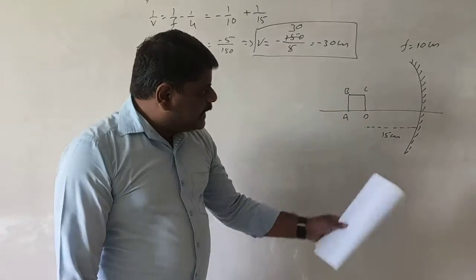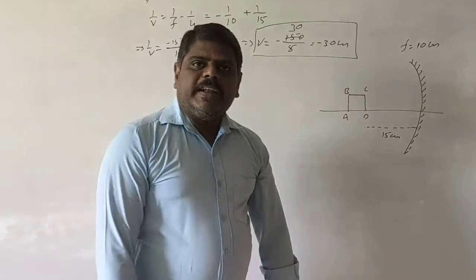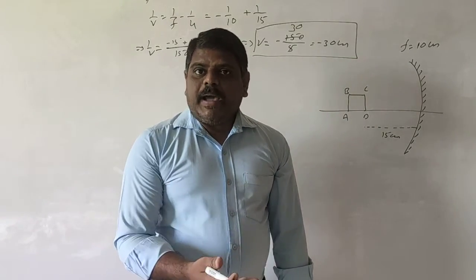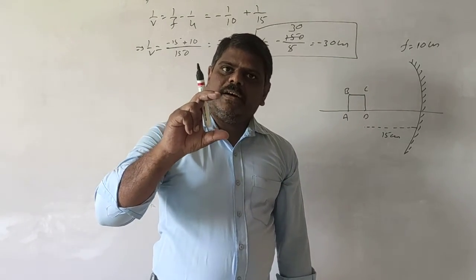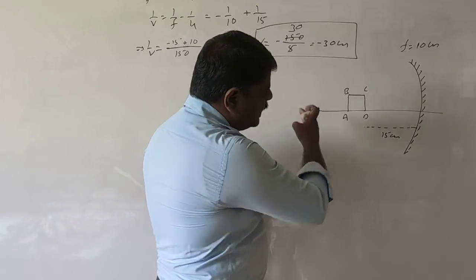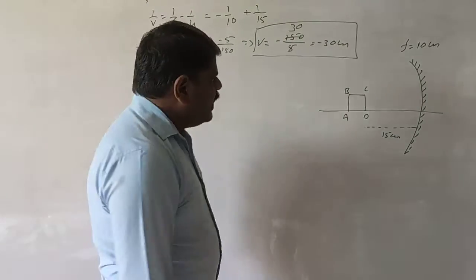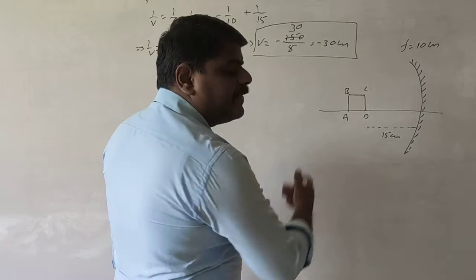Once you know the object distance and the image distance, it becomes very easy to find the magnification. That magnification will give you the height of the object perpendicular to the principal axis and parallel to the principal axis. So now we have to find out what the magnification is here.